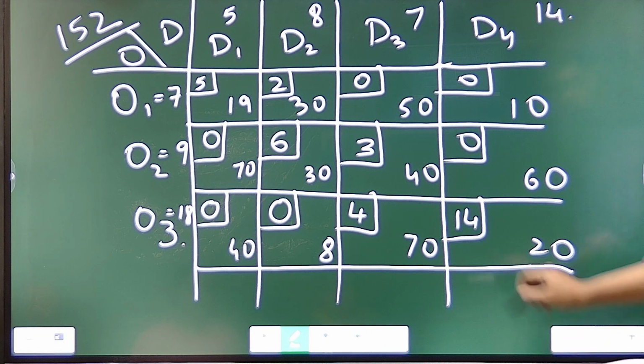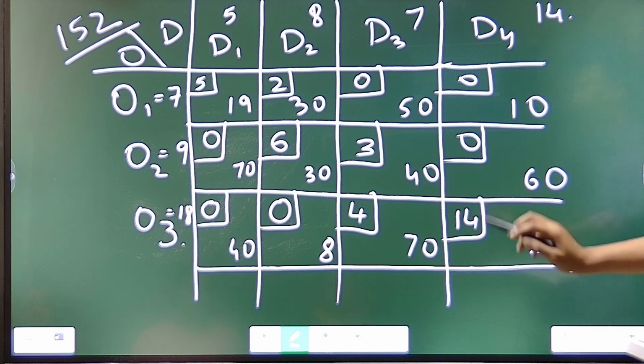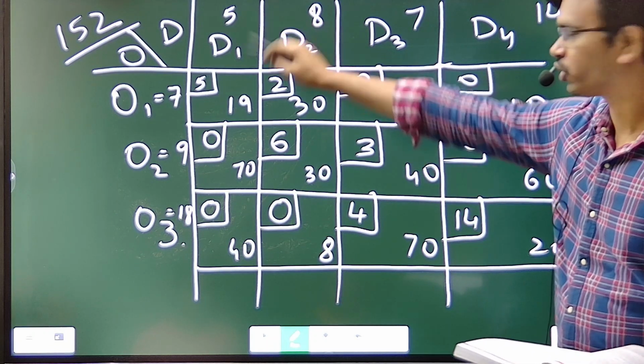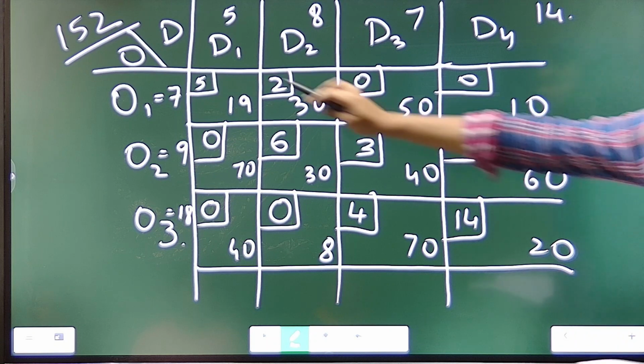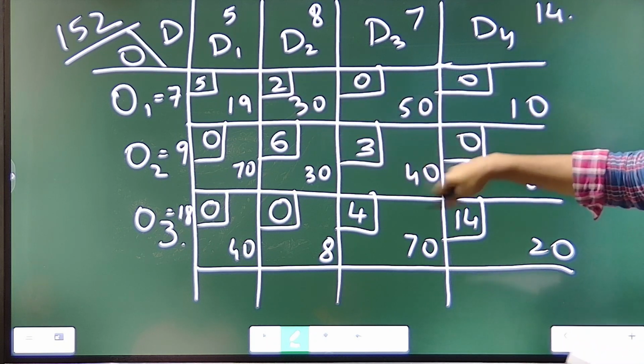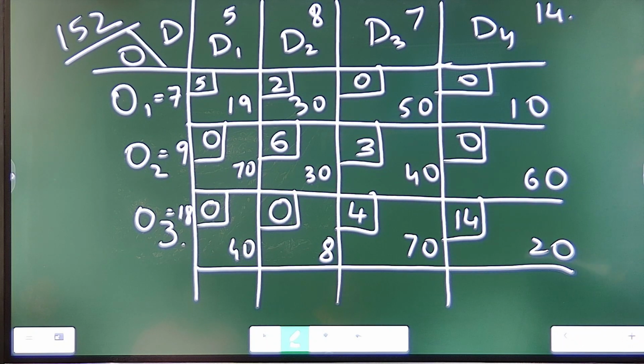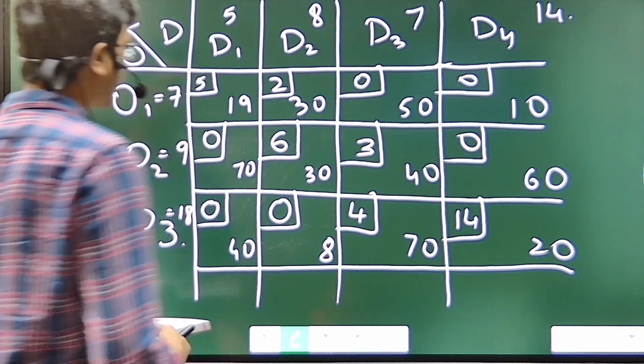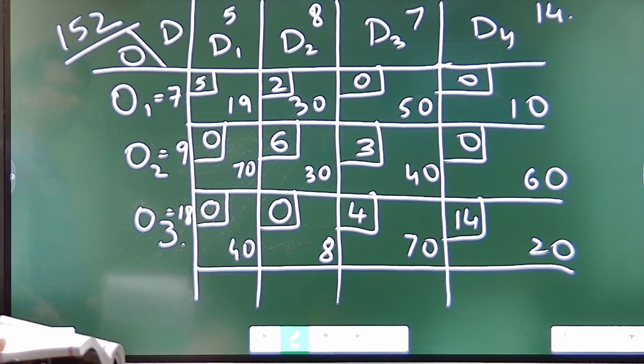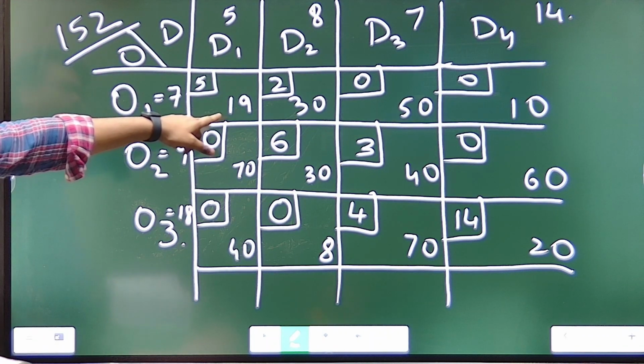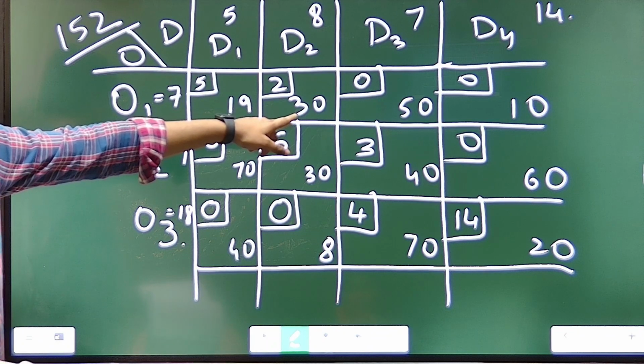Here you pay no attention to the cost. You only look at the capacity, you fill the capacity. And you go in this way. You go first row, second row, and third row. Okay? Now you have to calculate the cost. So how will you calculate the cost? So 5 into 19 plus 30 into 2.